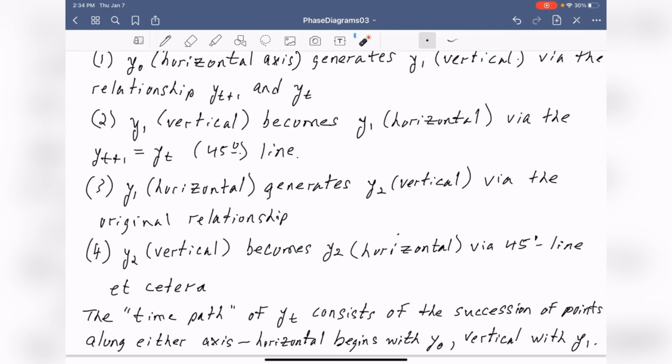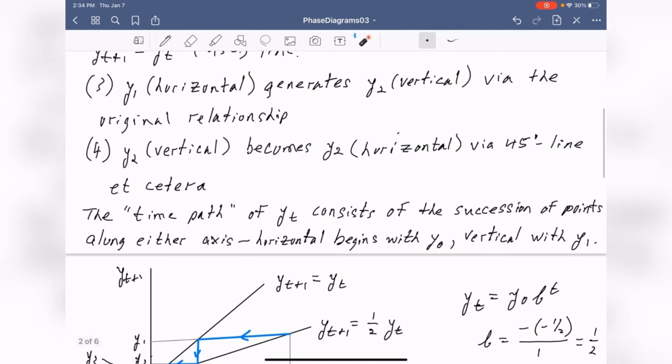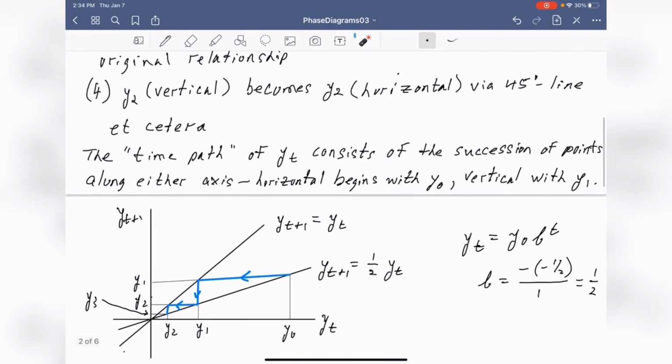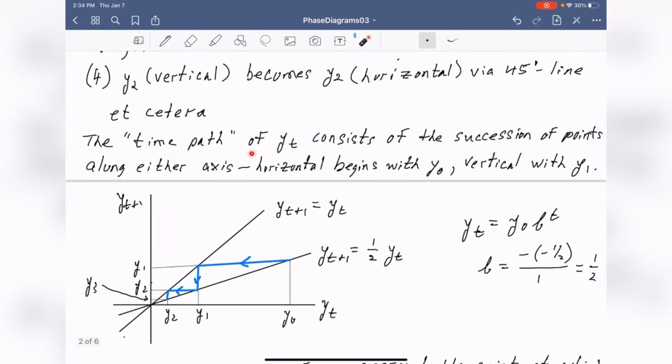And then we go to step 4, which takes the y2 on the vertical axis and translates it to a y2 on the horizontal axis via the 45-degree line, and we keep doing this. That's what the etc. means. The time path of yt consists of the succession of points along either axis, the horizontal beginning with y0 and the vertical beginning with y1.